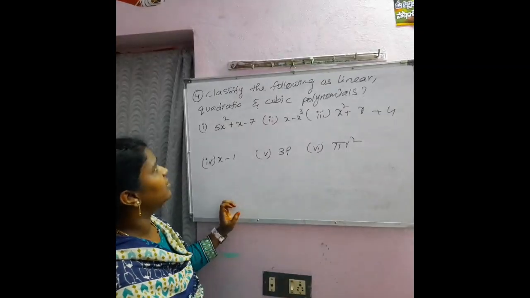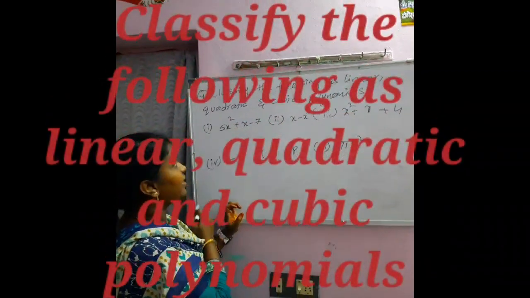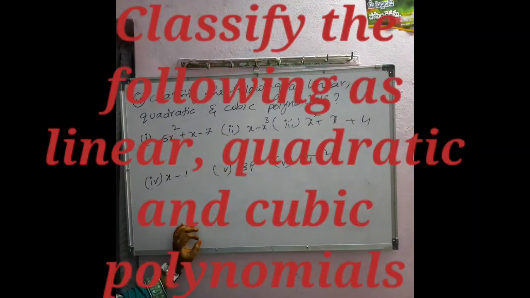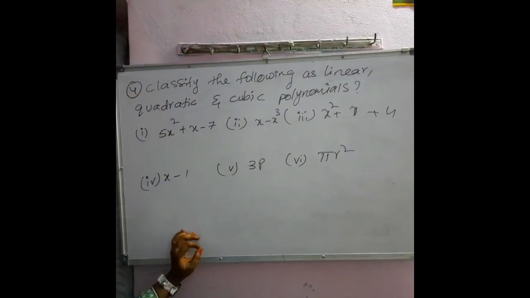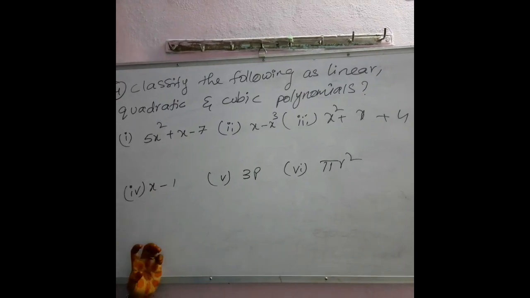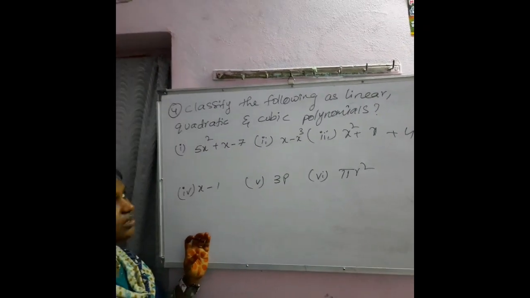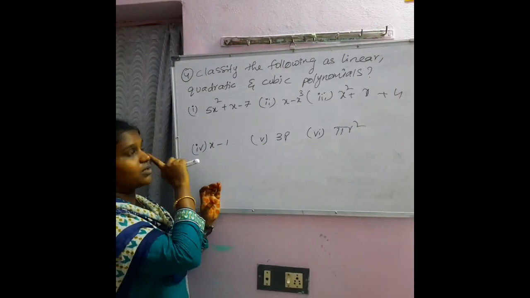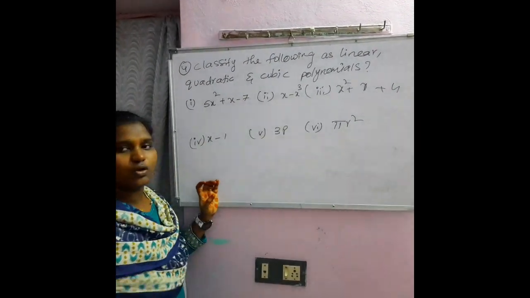Now let us see our next question. Classify the following as linear, quadratic and cubic equations. I have already told you what linear equations, quadratic equations and cubic equations are. Having degree 1 is called a linear equation, degree 2 is called a quadratic equation, and degree 3 is called a cubic equation.